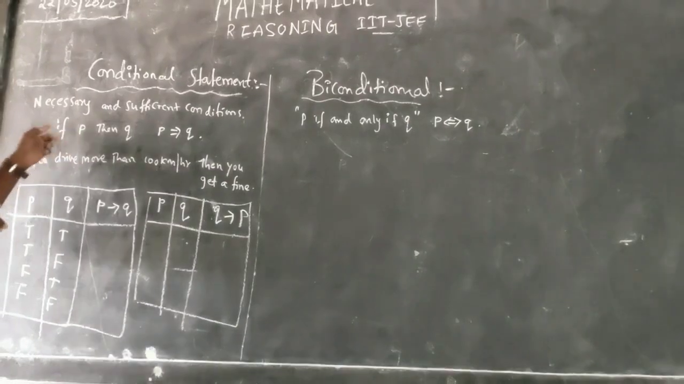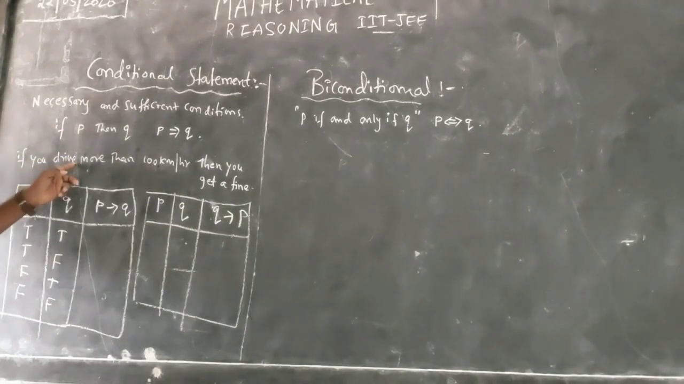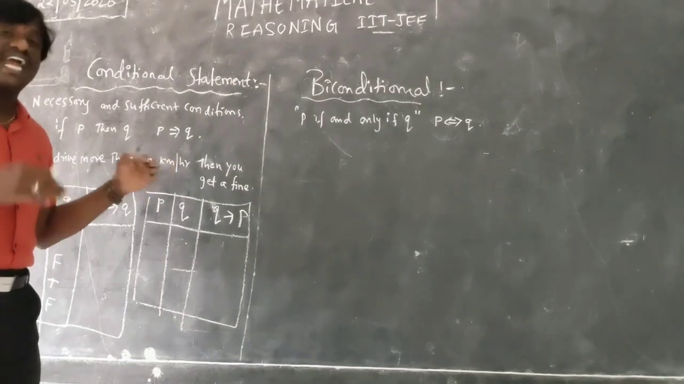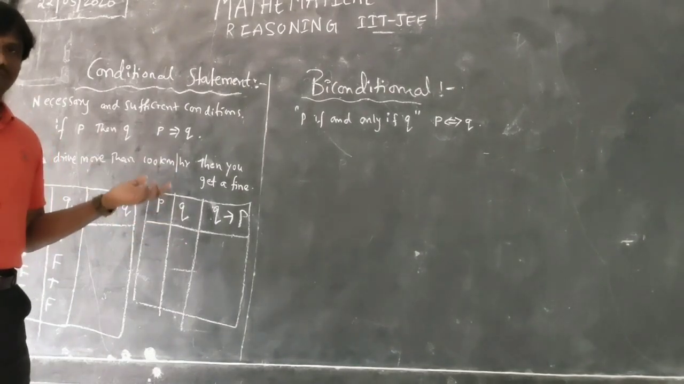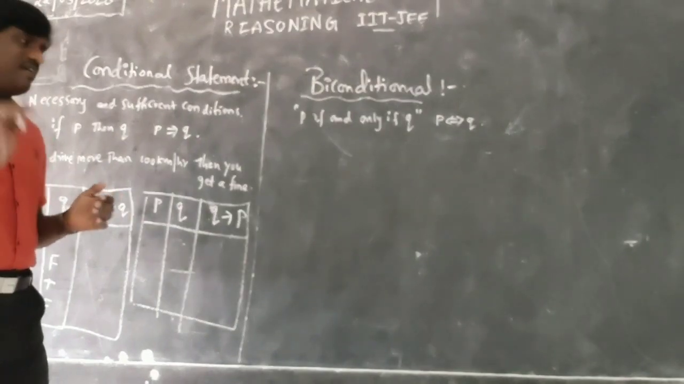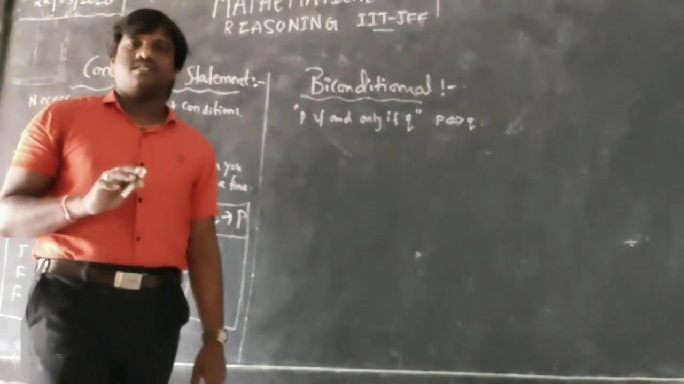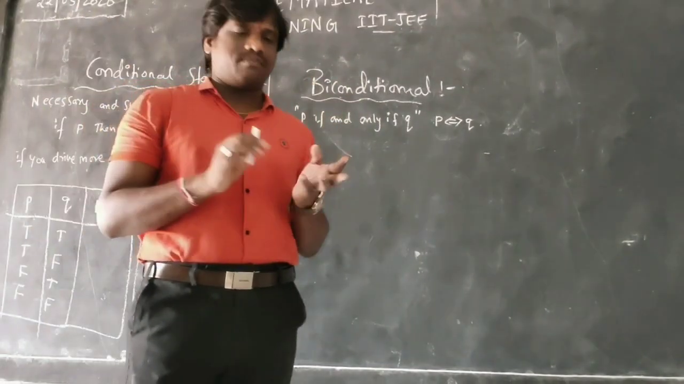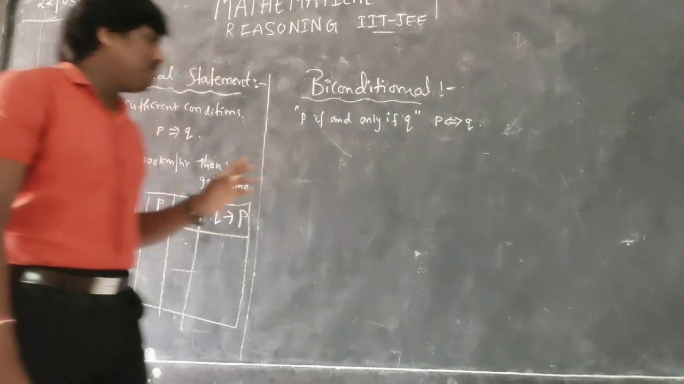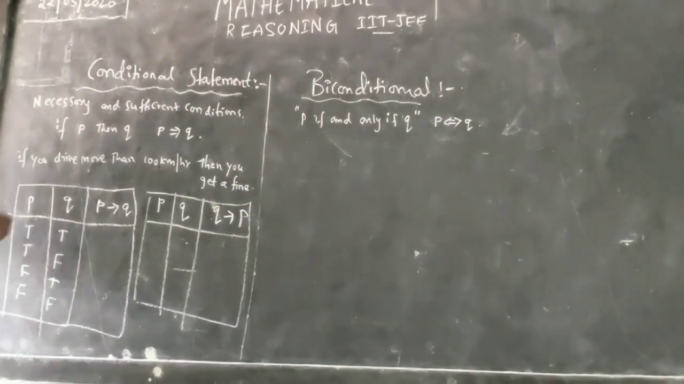Here, what I want to say is, if you are driving a car at a speed of more than 100 kilometers per hour, or 80 kilometers per hour, then you get a fine. It means you have to pay something. You will get the fine. The same thing applies to the conditional here.